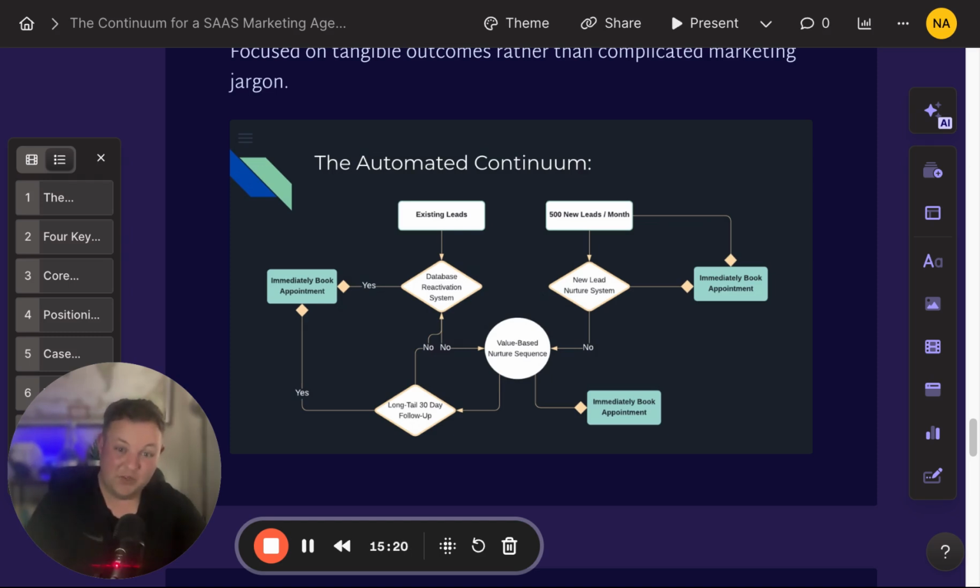I didn't really dive into the workflows. I didn't tell them what they were. I didn't tell them how database reactivation works or even what long tail follow-up looks like. It was simple. New leads plus old leads, nurture, booking in the calendar. That's it. Have a look at this diagram.